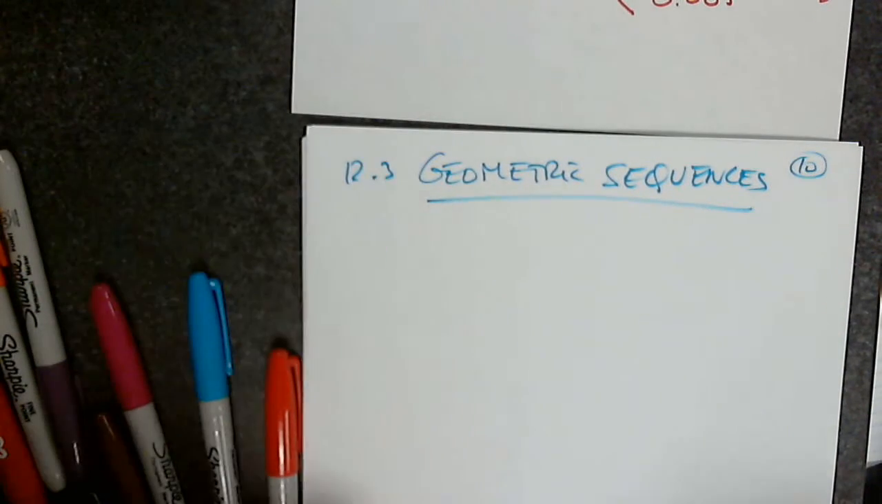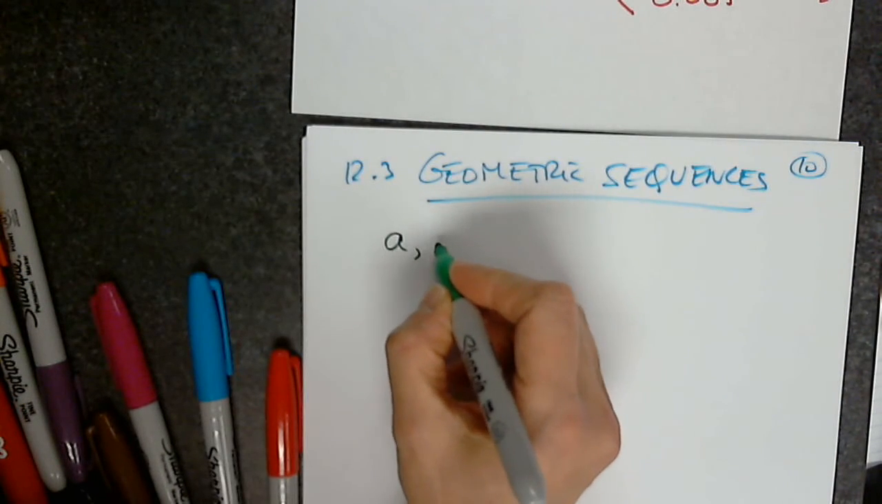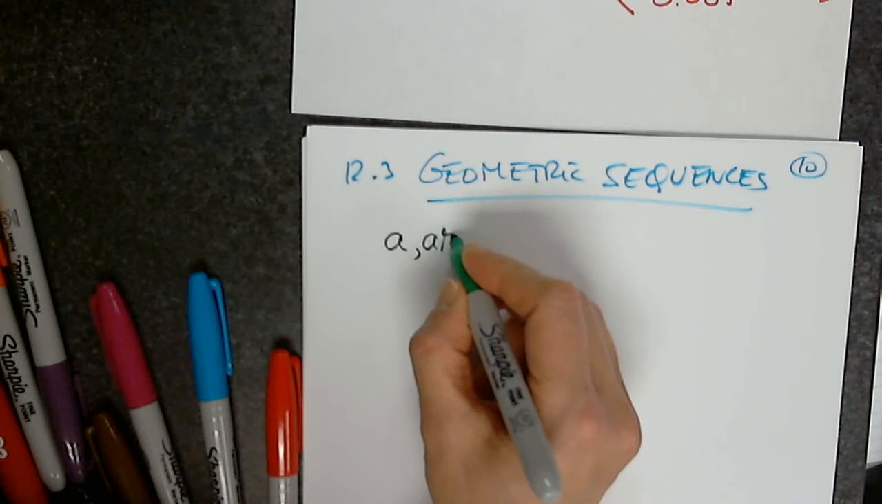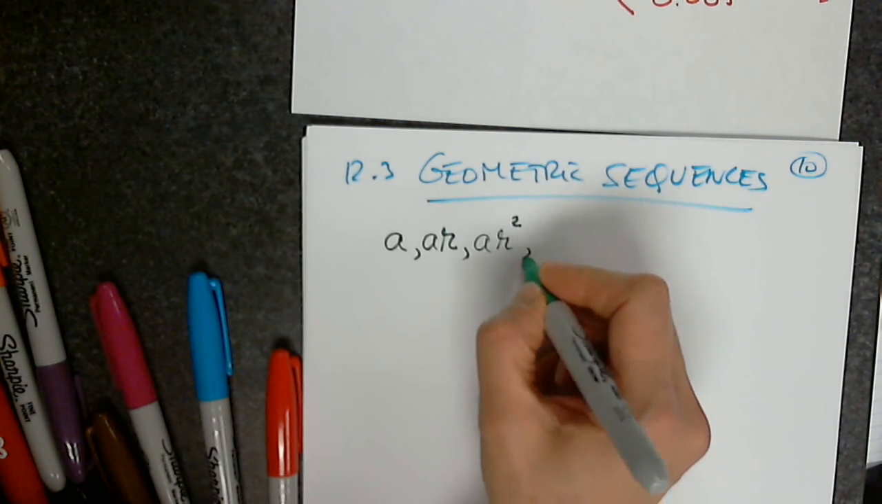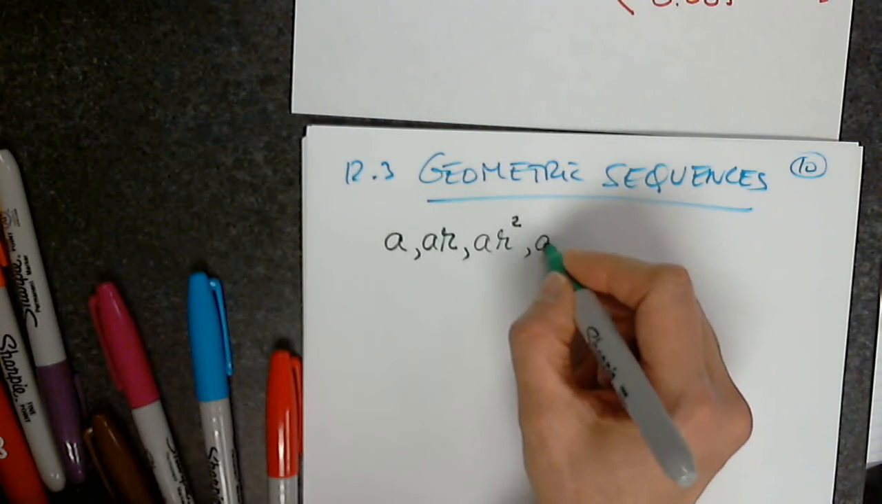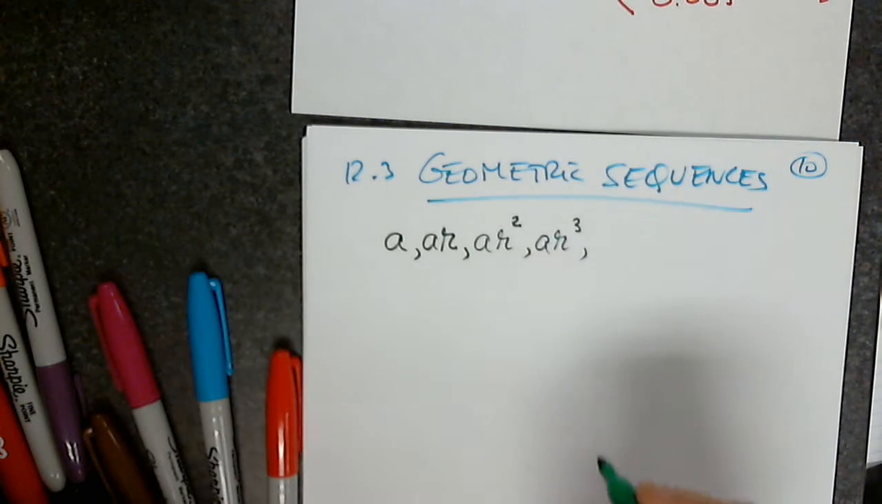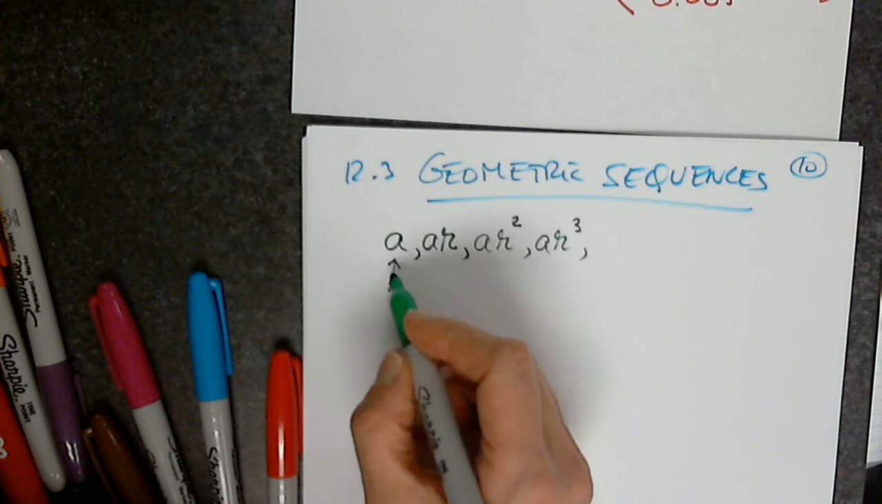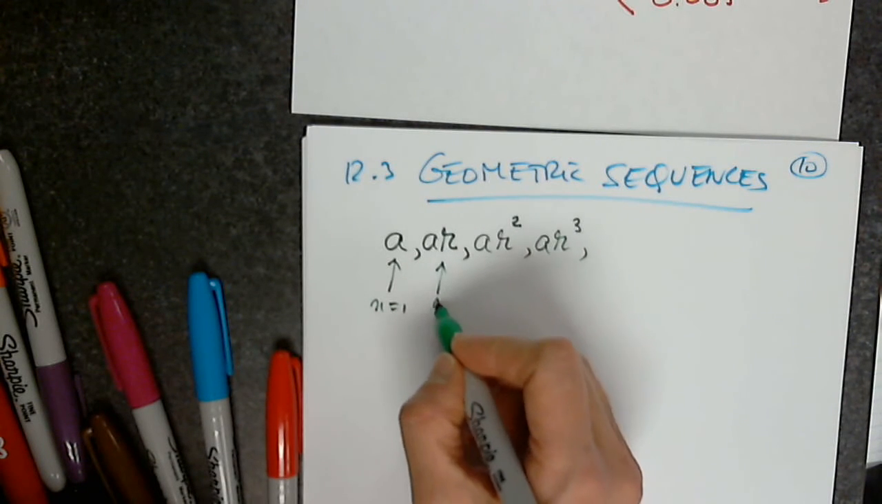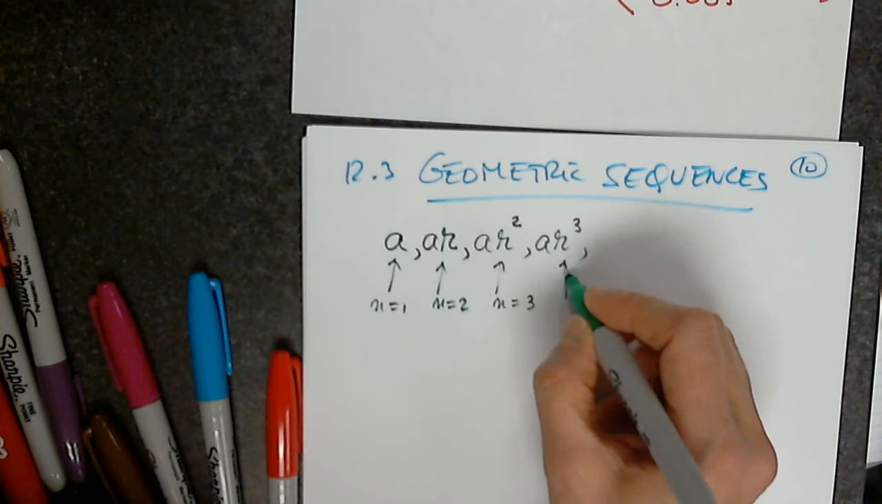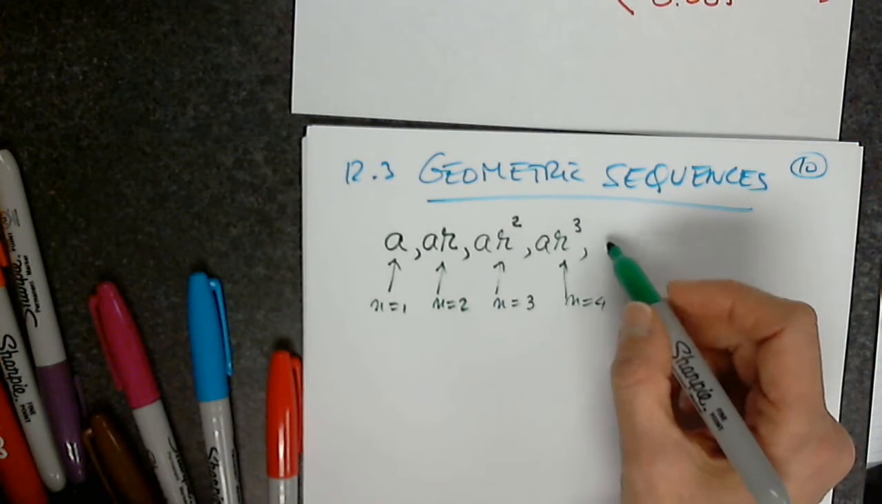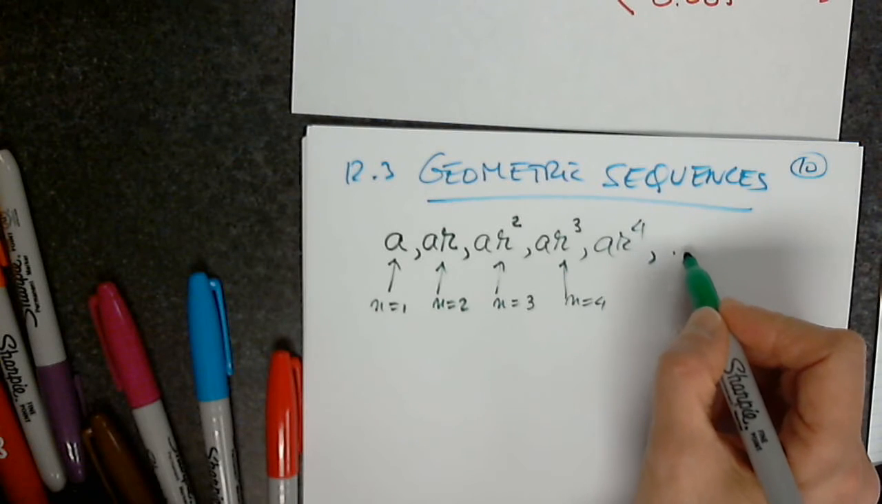What does a geometric sequence look like? A is the first term, A times R is the second term, A times R squared is the third term, A times R to the third. Can anyone give us the next term? So this is when n is 1, this is when n is 2, this is when n is 3, this is when n is 4. Yes, comma, dot, dot, dot.